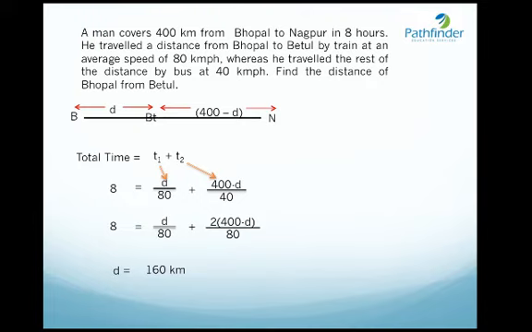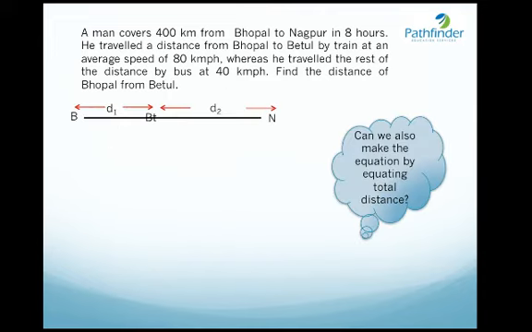Let us see if we can also solve the above question by equating the total distance. Again, the same schematic diagram. The distance between Bhopal and Baitul is now taken as d1, and the distance between Baitul and Nagpur is taken as d2. Obviously, the total distance will be equal to d1 plus d2. There is no question of any issue here.